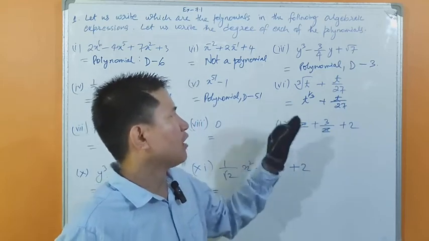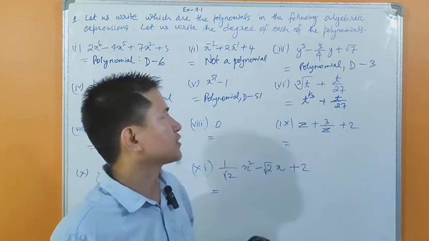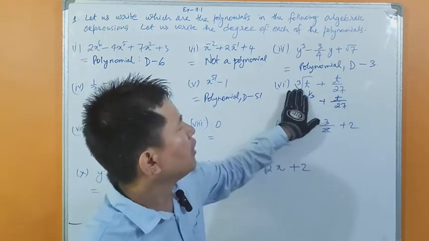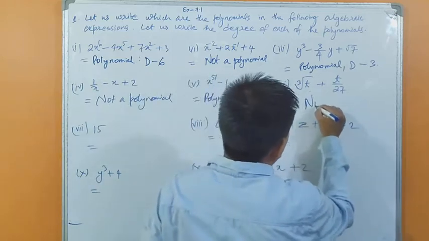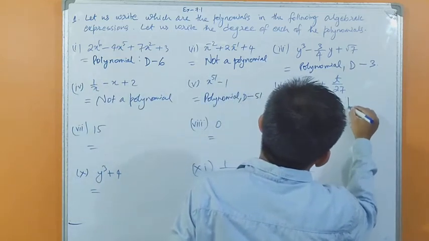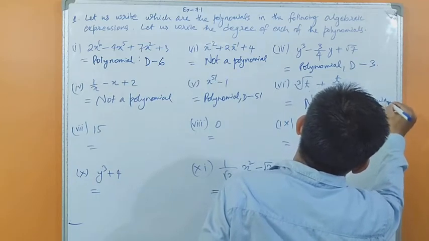So the power of the variable is positive but not a whole number. It's a fraction. So this cannot become a polynomial. This is not a polynomial. We can understand this. Okay.